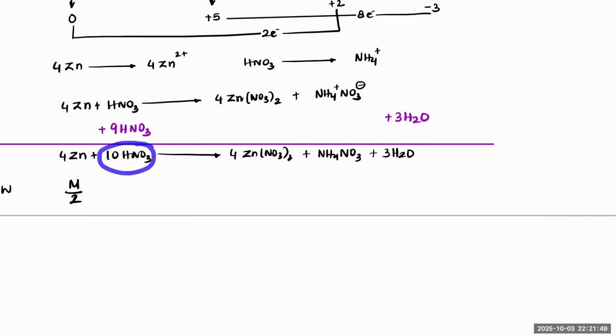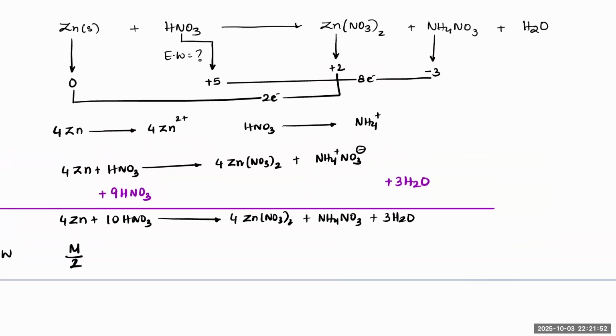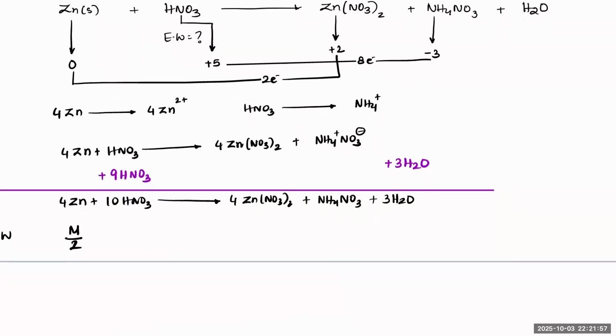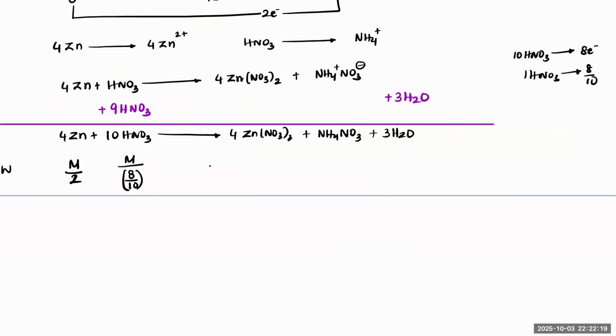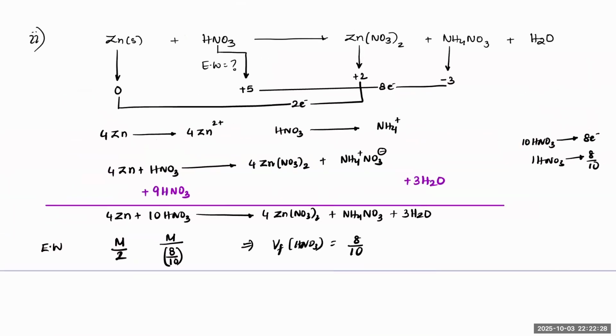But what about this one? You see, total from this HNO3, how many electrons do we have to push? 8 electrons we have to push. But how many molecules do I have? 10 molecules. 10 HNO3 are pushing 8 electrons. So 1 HNO3 will push how many electrons? 8 by 10. So therefore, here equivalent weight will be equal to molecular weight by 8 by 10. So therefore, valency factor of HNO3 is equal to 8 by 10. Please check, everyone.